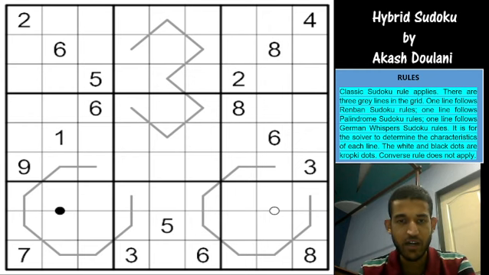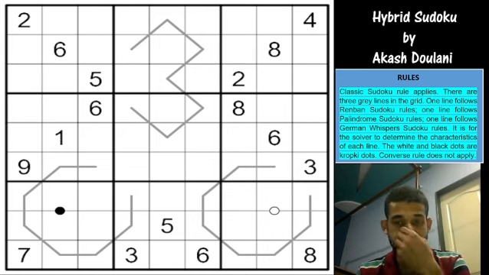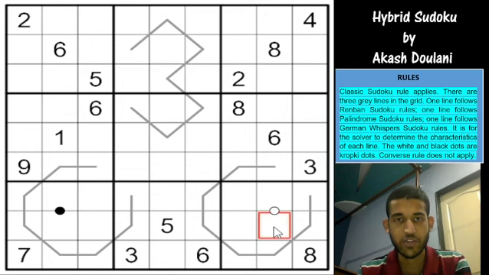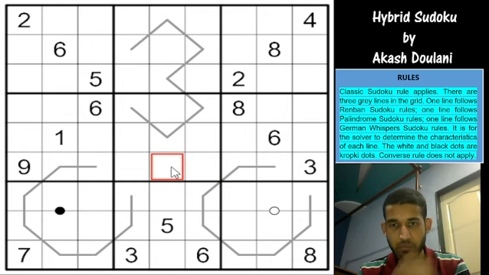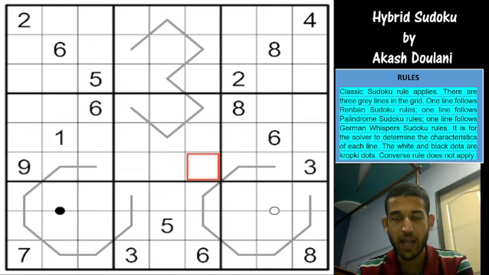And the final variant part is kropki. You can see a black dot here, right? One of the digits in these two cells must be twice of the other. And you also have a white dot, which means digits in these two cells must be consecutive. And converse rules do not apply, meaning you can have digits which are twice of each other or consecutive to each other. You can have them next to each other without any black or white dot. So these are the rules.